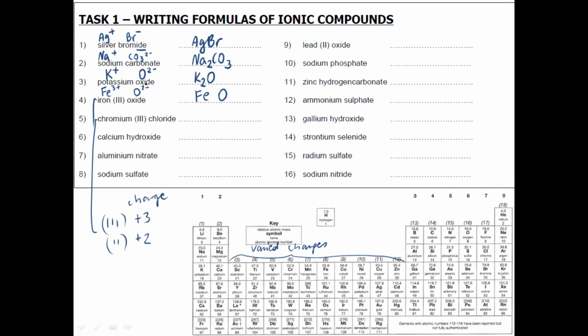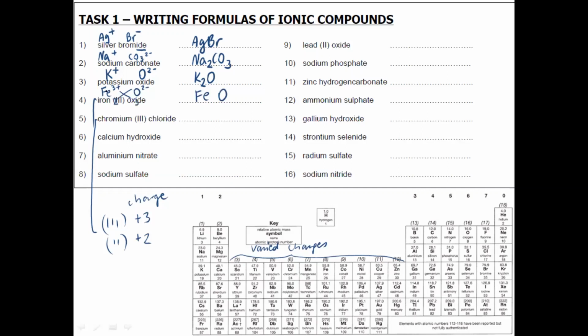But if I double the oxygen, I'm going to have a 4 minus and a 3 plus. That also doesn't make sense, right? So what you want to do is kind of cross. So the 2 minus is going to go over here. The 3 plus is going to go over here.